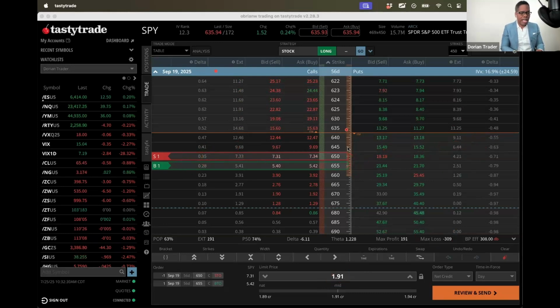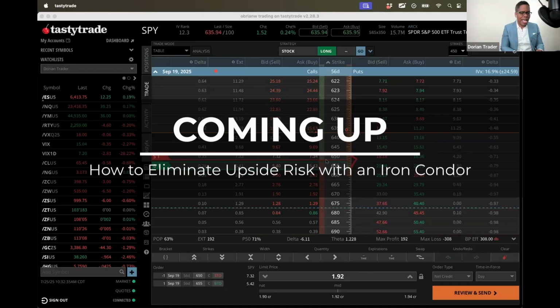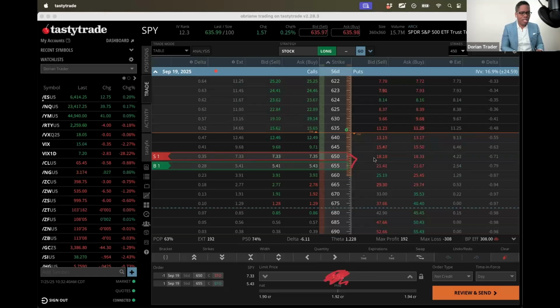But when you're doing a no upside risk iron condor, to have no risk to the upside, you have to think of it as if you're not receiving any premium. You didn't receive this 192 here. You put this on and your risk is completely $500.